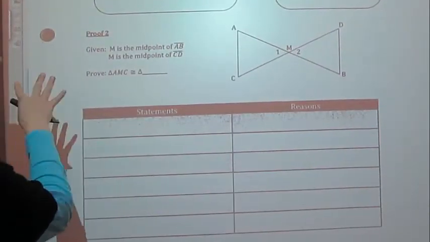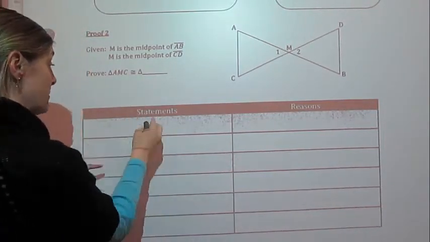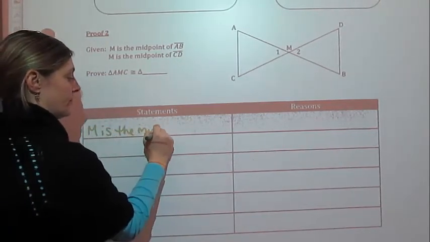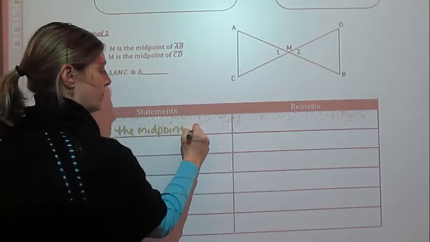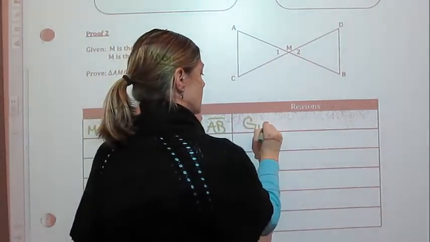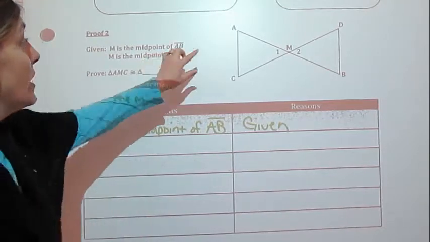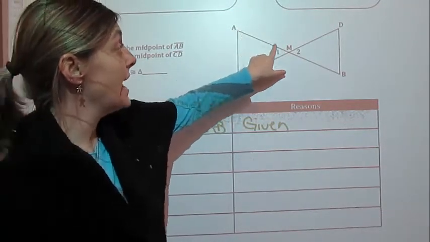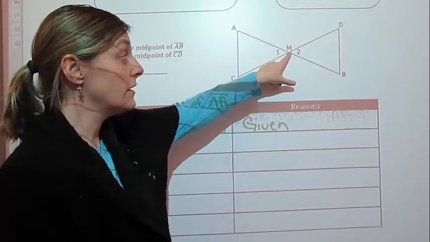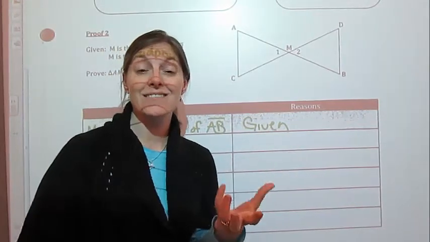All right, so we're given that M is the midpoint of segment AB. So we're going to make that our first statement. Again, that's given to us. Now, from that, what do we know? If M is the midpoint of AB, well, what is a midpoint? What does a midpoint do? A midpoint is the halfway point on a segment. So it cuts a segment in half.